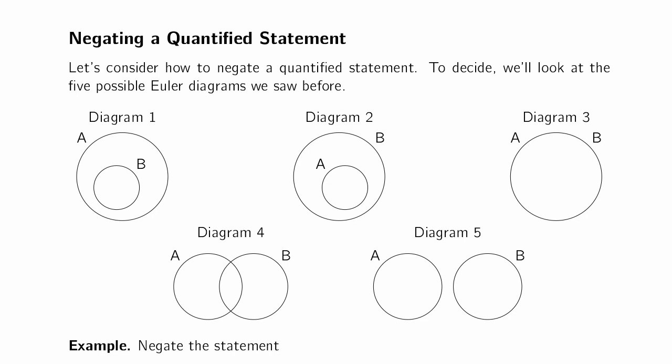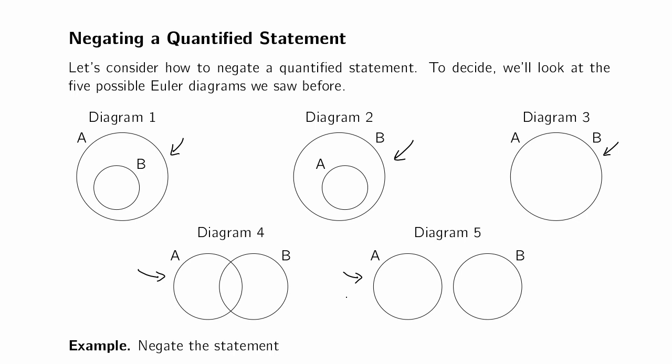So we've seen that there are 5 possible diagrams. If we have 2 circles labeled A and B, we might have the B circle inside the A circle. We might have the A circle inside the B circle. They might be the same circle. They might be separate circles that overlap, and they might be separate circles that don't overlap. Those are all the possibilities that we saw among Euler diagrams. And when you think about it, that's really all of the possible ways to put 2 circles together.